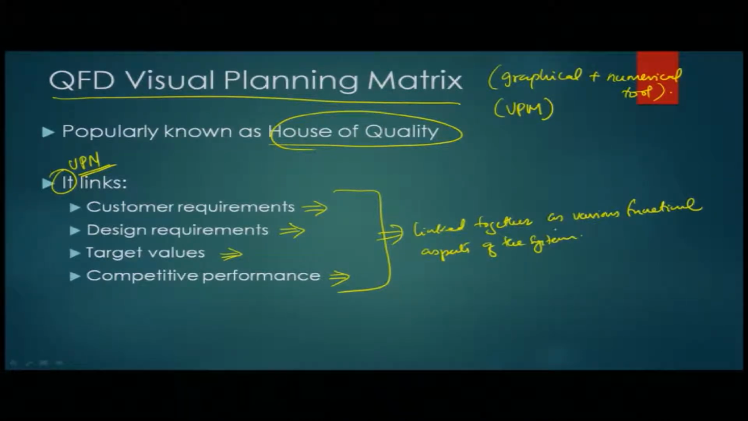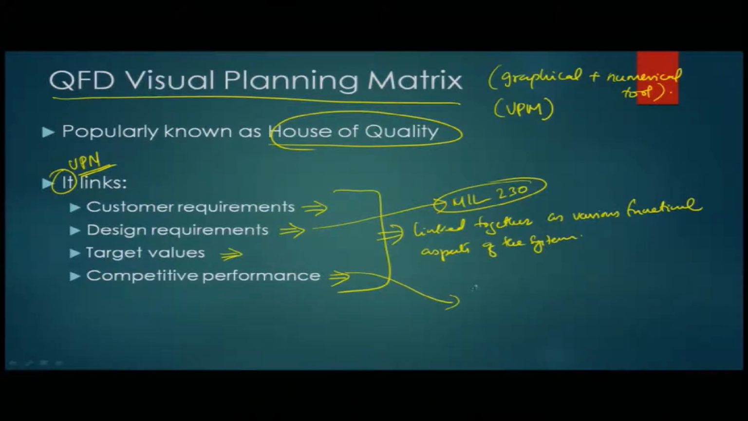So, whatever the customer wants is linked with the design requirements. Whatever the customer requires will become some of the design requirements. Let us say, for example, if you say I am following a MIL-STD-230 standard or something like that, then that particular standard is a design requirement. Certain target values are required. So, how do we achieve the target values, and what is the competition doing?